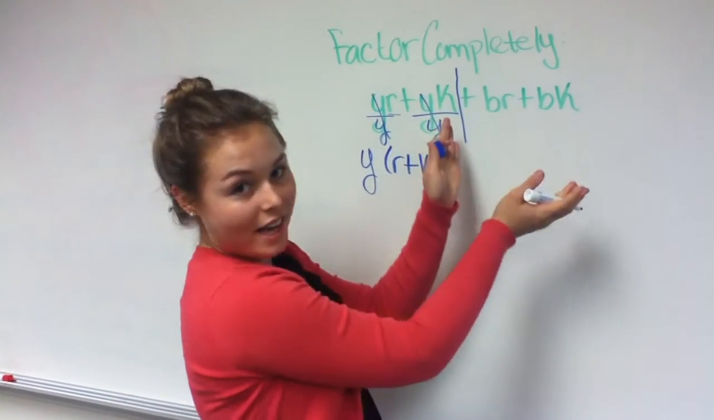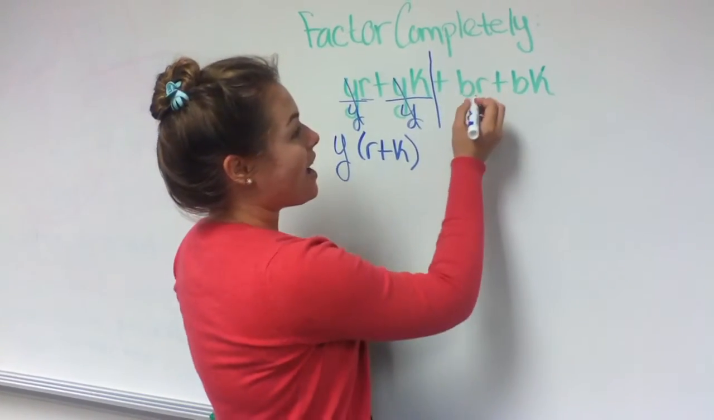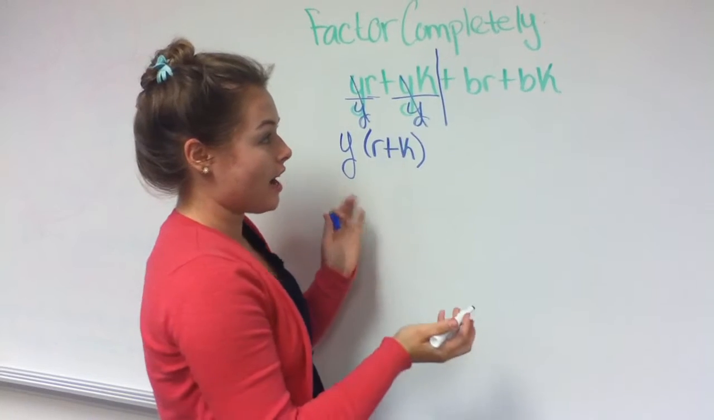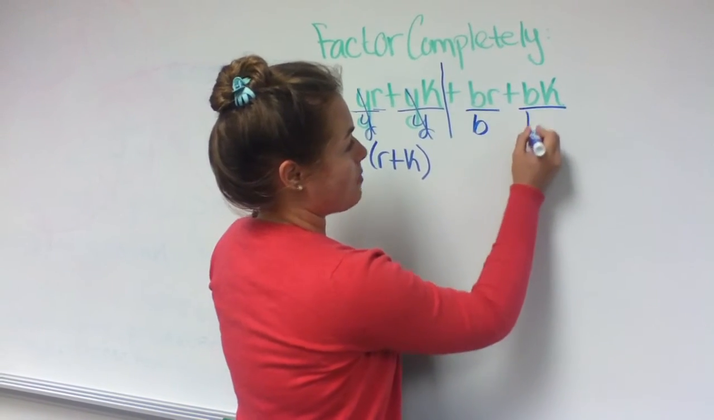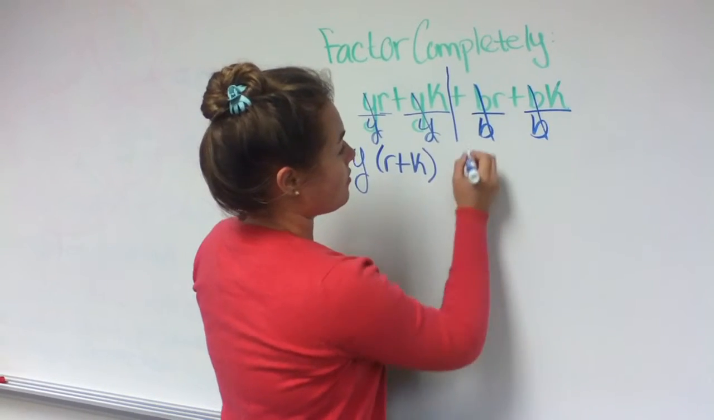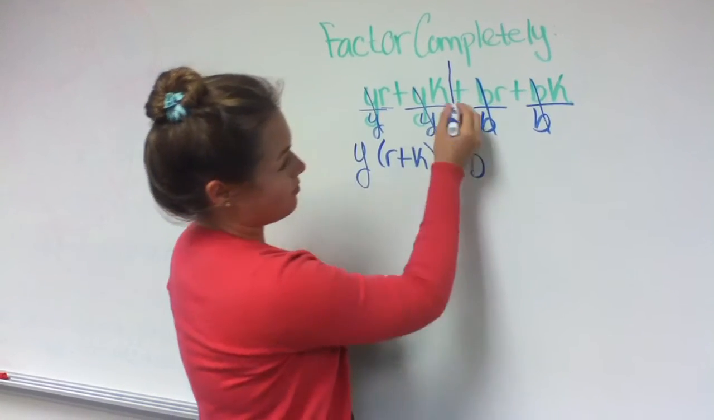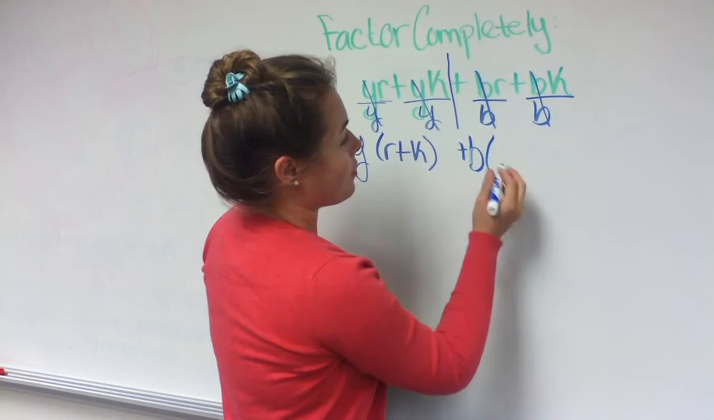Now, we move on to the next group, the next 2 terms, and we're going to do the same thing. We're going to look for that GCF, which in this case is b. So we divide each term by their GCF, which is b. Those cancel, bring b out, positive b, and then we're left with r plus k.